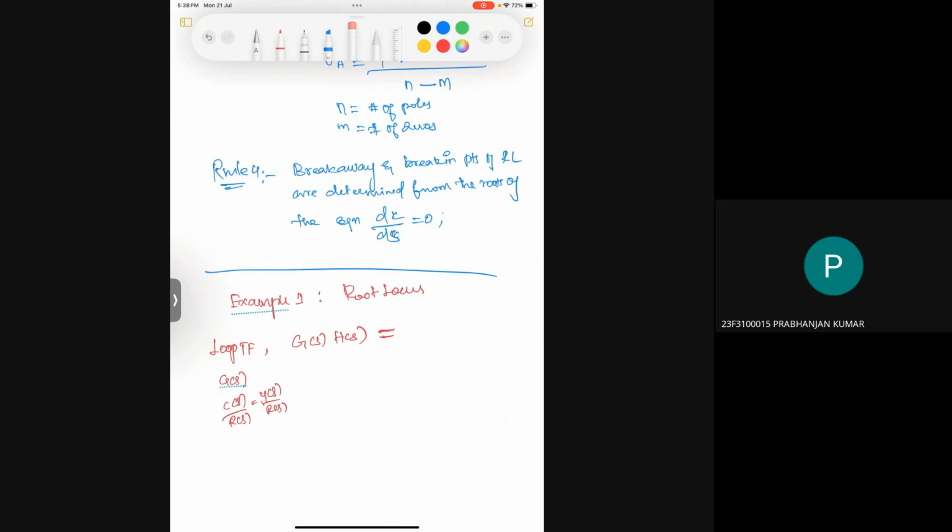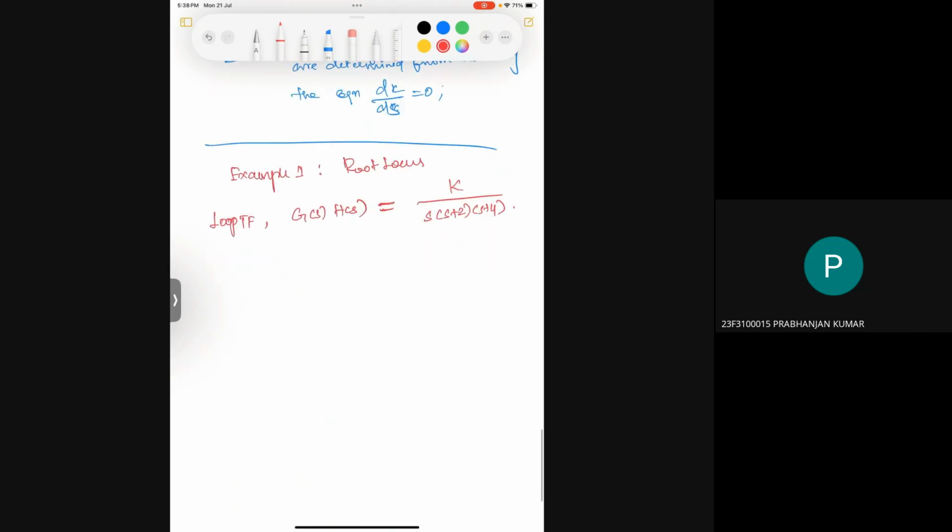Most probably, the root locus method will give this loop transfer function because we are determining it for g into h equal to -1. That's why. The question tells this is the system k by s into s plus 2 into s plus 4. They are asking us to plot the root locus and just plot the root locus for now. Stability and such we'll see in a later example. First, see how to plot a root locus in a step-by-step method.